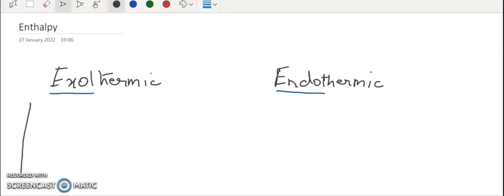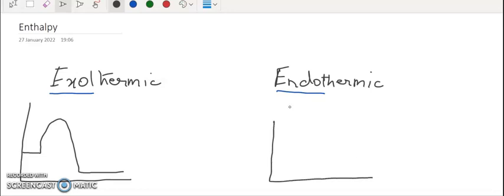Now the graph for exothermic will be something like this, and the graph for endothermic would be something like this. And it falls so low because the energy is given out, so the temperature falls within the solution, whereas endothermic takes the temperature in, therefore the temperature is much higher.